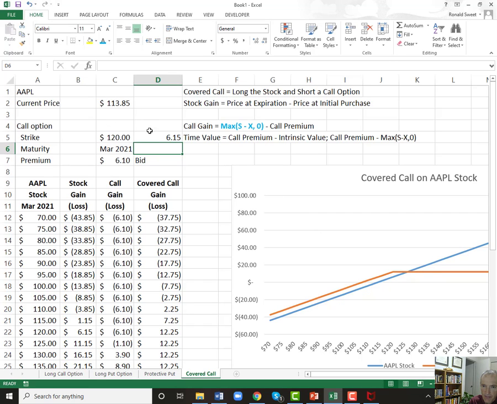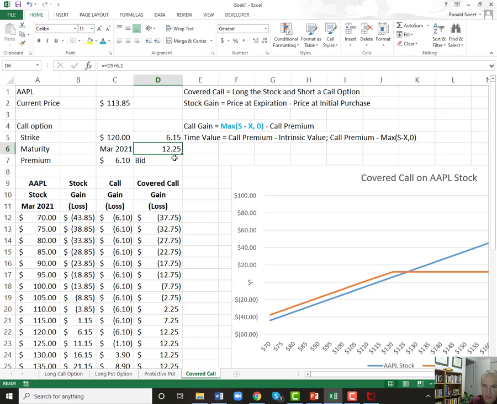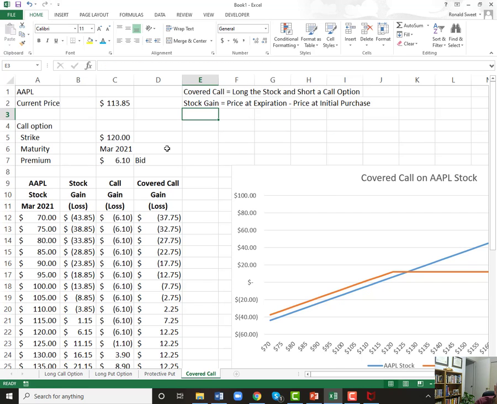Plus, we made the premium on the option. So 615 plus the 610. Our highest gain is that we'll make $12.25. When the stock falls, we start losing money. We get to keep the $6.10. That's great, but we're losing money on this stock that we purchased. So let's try an example here. Let's say the stock is at $125. So let's try that scenario.